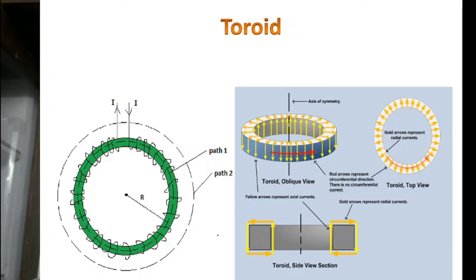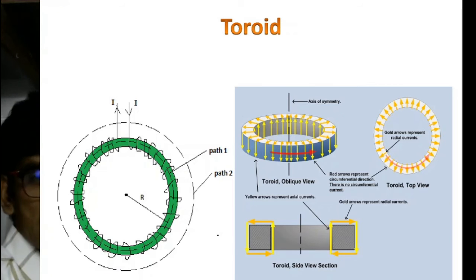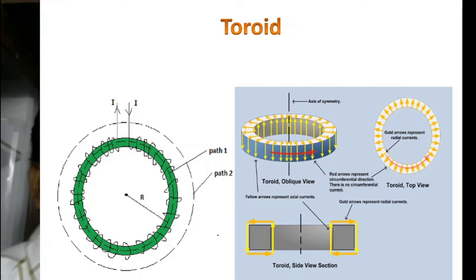This is from the top view. This is from the side view. This is a cross-sectional view of your toroid. Everything is shown in that slide. Now let us assume that the OP is R. You are taking the circle of radius R.